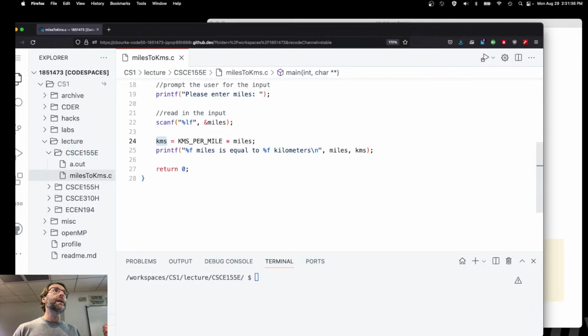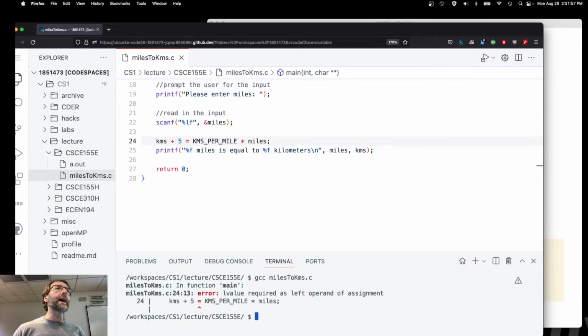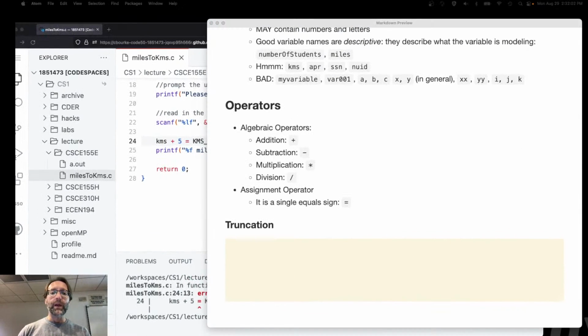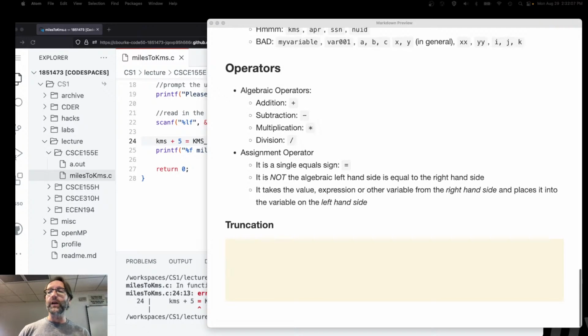The thing on the right-hand side can be a value, what we call a literal, or an expression like this, A times B, or even a more complex expression. If you put, say, kilometers plus 5 on the left-hand side, that is not something that is compilable, right? The compiler will complain about this. That looks like algebra, but again, it's coding. It's not algebra, right? So it's a single equal sign, and again, it takes the value on the right-hand side and places it into the variable on the left-hand side. So in other words, the left-hand side has to be a variable.